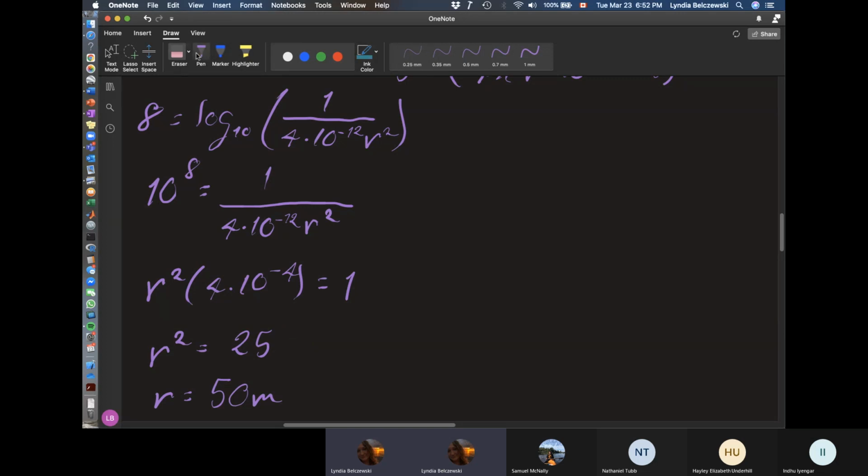Okay, so I'm getting, this should be, yes, 2,500. I'm getting that for the sound intensity to drop to 80 decibels, you'd have to be a distance of 50 meters away. How'd that question go for everyone else? Any questions about it? Is it going good? Let me know.